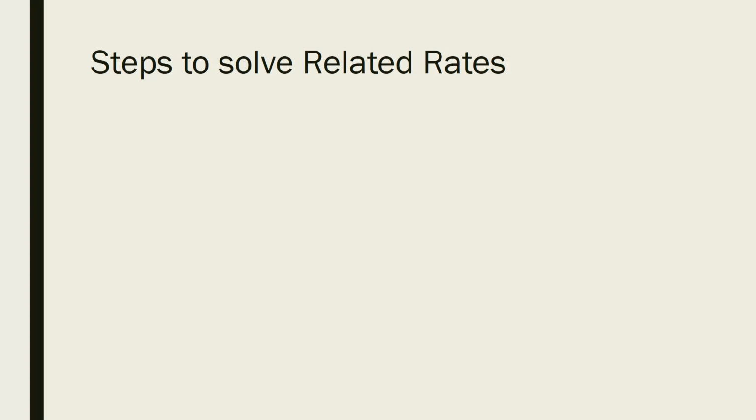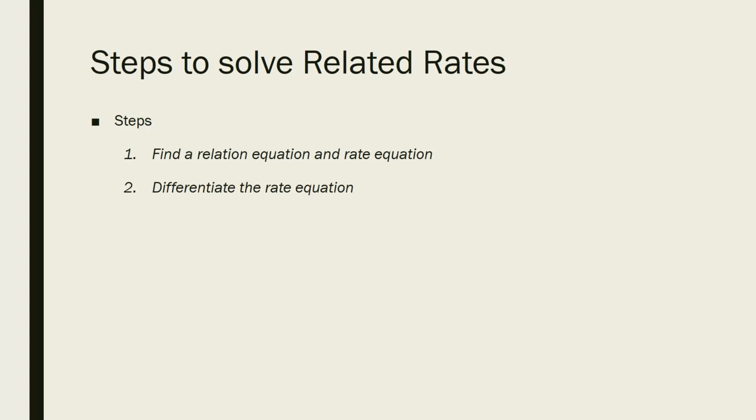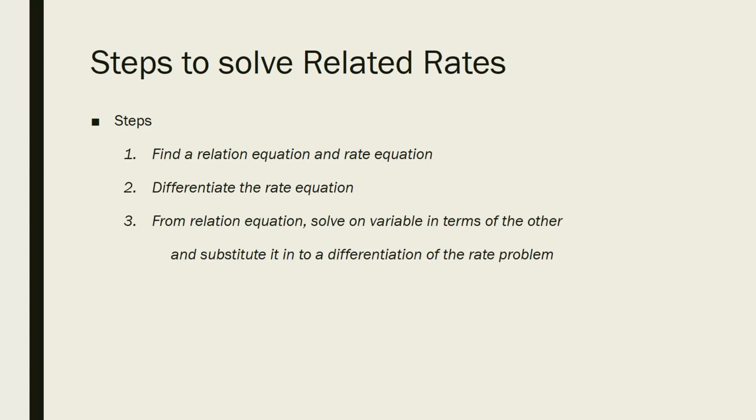Now let's take a look at the steps to solve a related rates problem. The first step would be to find a relation equation and a rate equation. And then the second step would be to differentiate the rate equation. And in our third step, from the relation equation, we can solve for one variable in terms of the other and substitute it into the differentiation of the rate equation. And at last, we can solve for the unknown.